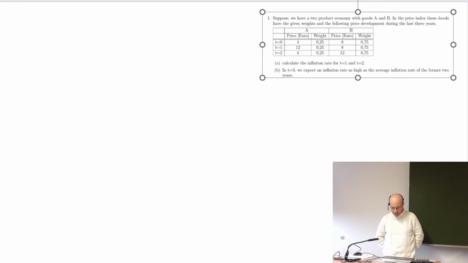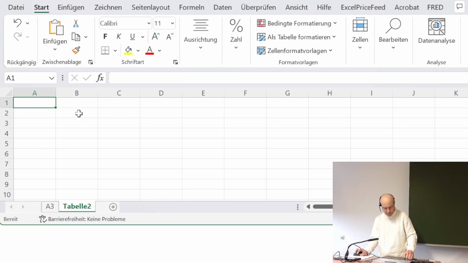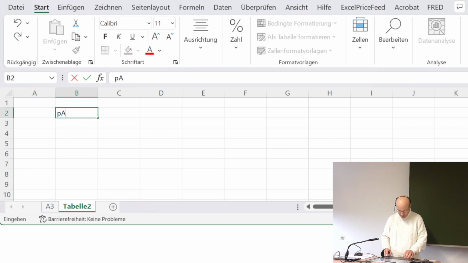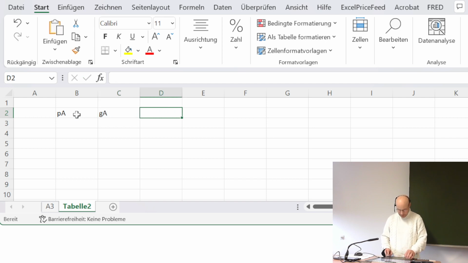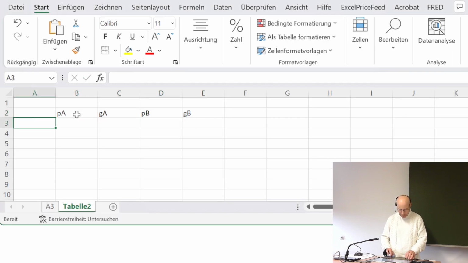And then we should suppose that in T equals 3, we have an inflation rate of the average of the former 2 years. Okay, let's move also in here. So this was A3 and then take here A4. So we have GA, we have the weight GA, GB and GB, and we have 0, 1, 2, and 3 we need.